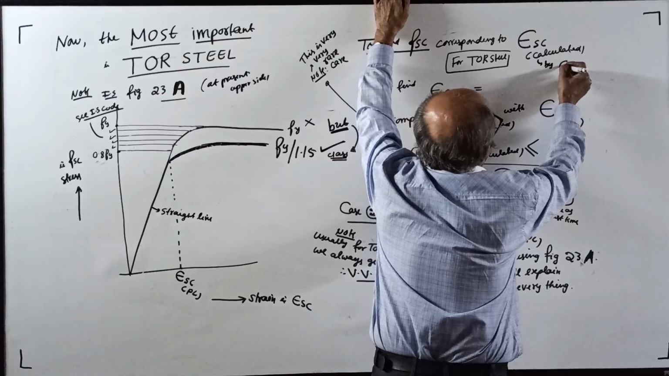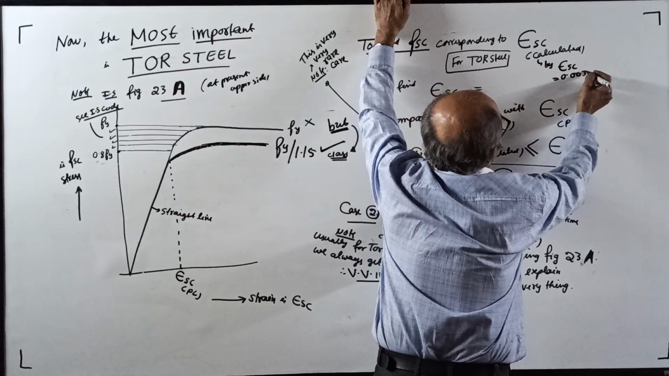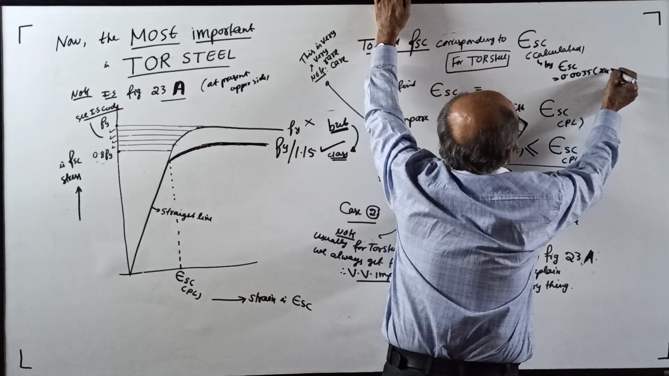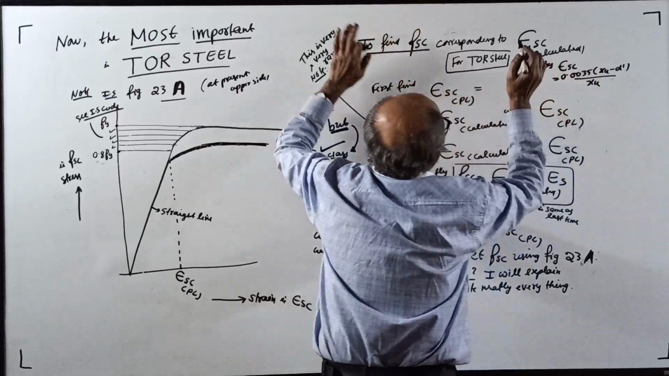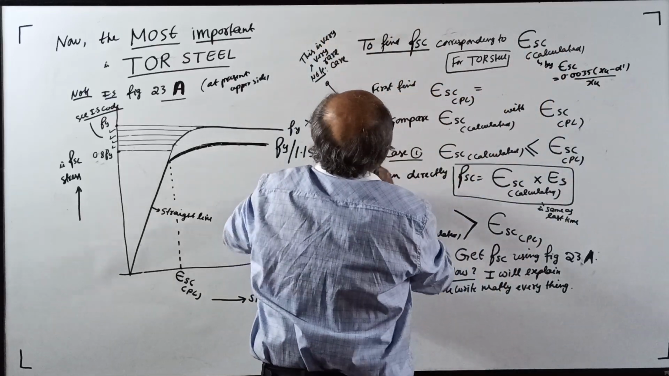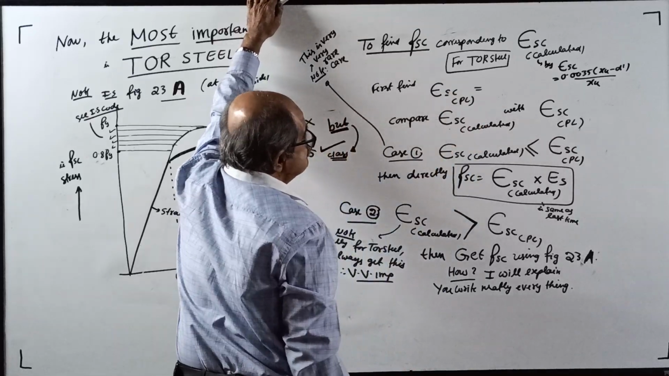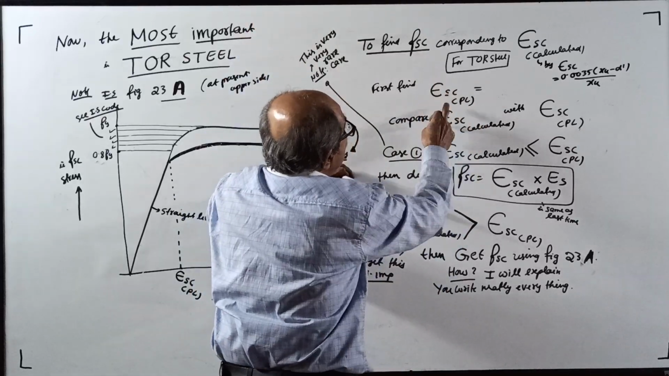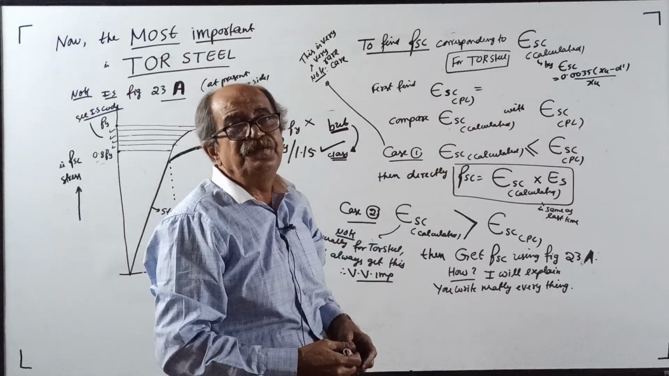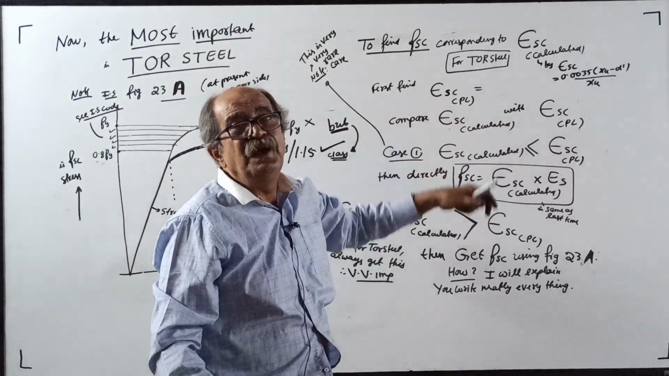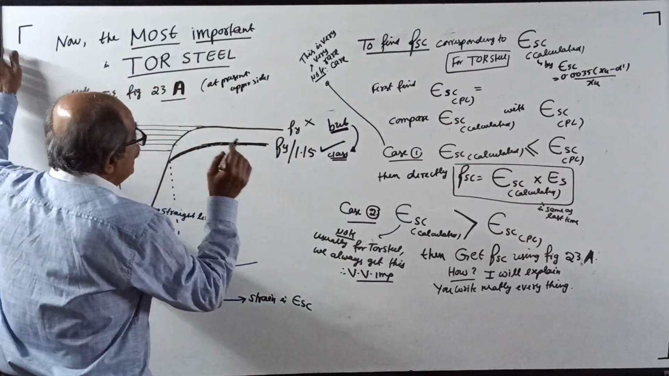How is it calculated? By the equation, epsilon SC is equal to 0.0035 into (Xu minus d dash). Already told Xu. Now you know the calculated value. First find epsilon SC PL. Epsilon SC PL means the same statement I want to tell once again: epsilon SC is the strain in steel in compression at the proportionality limit.